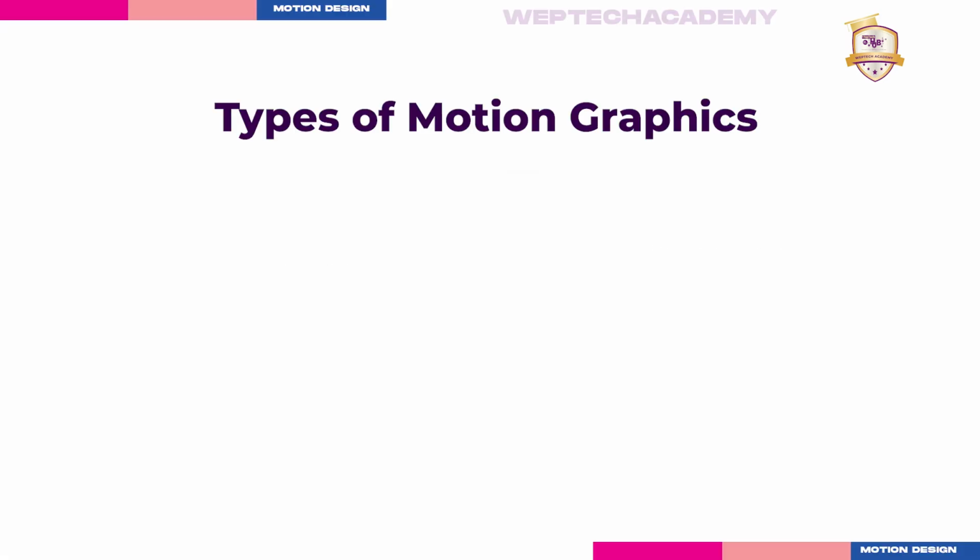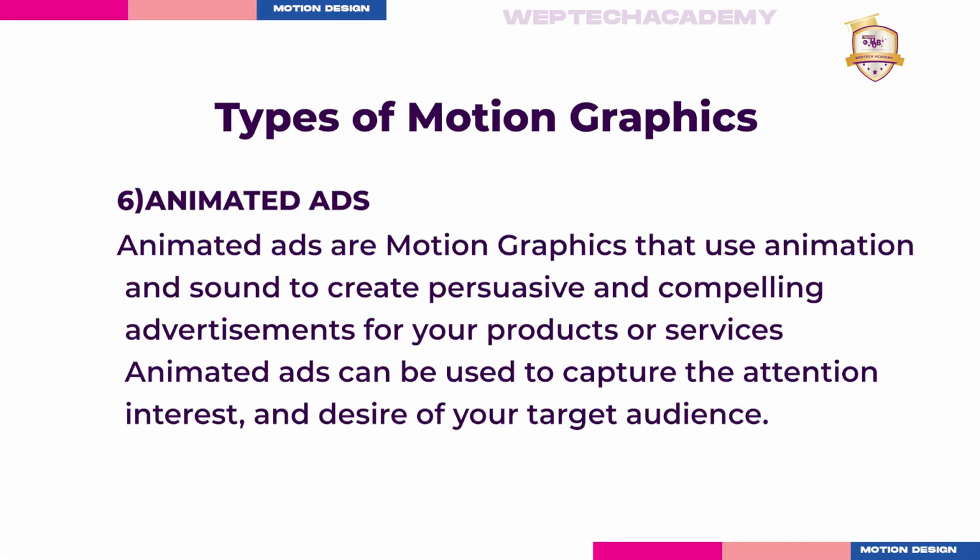So what you just watched is an example of a product animation. And so we're moving to the next type of motion graphics, which is animated ads. Animated ads are simply motion graphics that use animation and sound to create persuasive and compelling advertisements for your products or services. The word ads there simply means advertisement altogether.